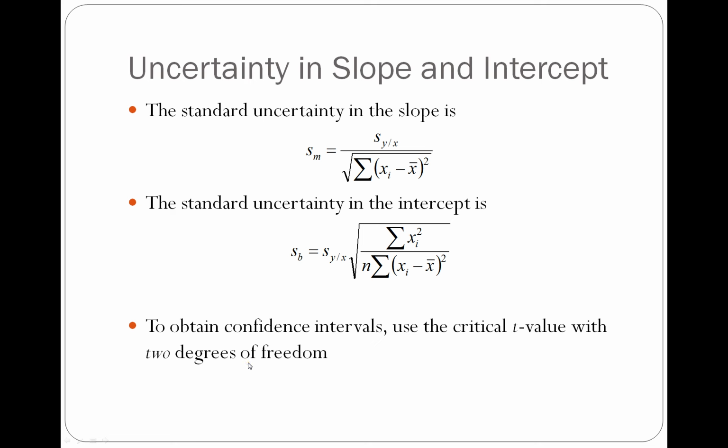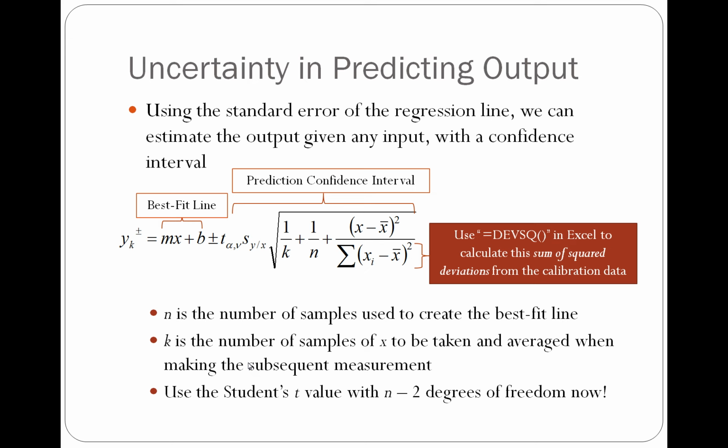Basically, we're going to determine the uncertainty in predicting the output of our load cell, or of our transducer. Now remember, for our load cell, the output is the voltage and the input is the load. So using the standard error of the regression line, we can estimate the output given any input within some confidence interval. Here is our best fit line, and this is the output: the best fit line, the slope and the intercept, for some given input x value, or our load value.